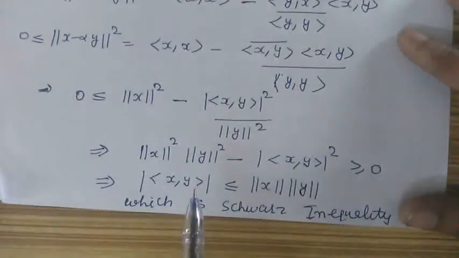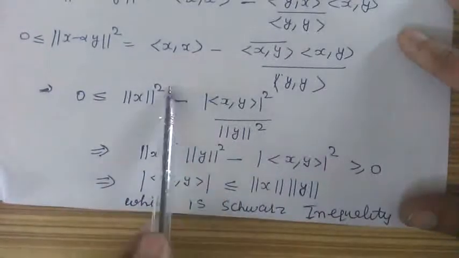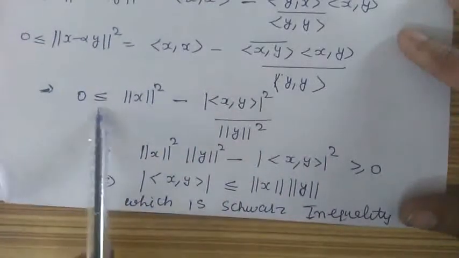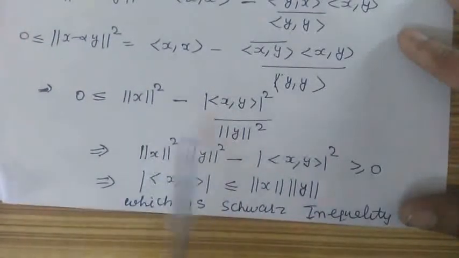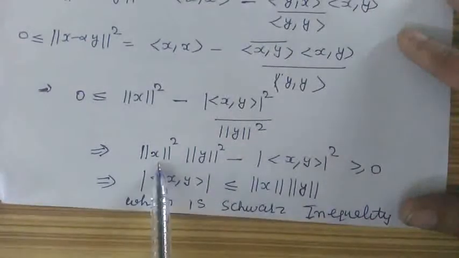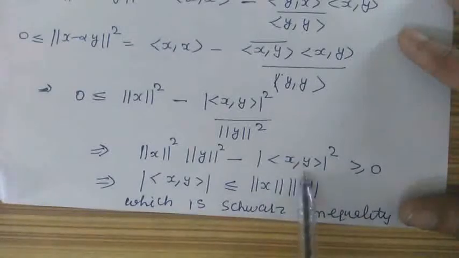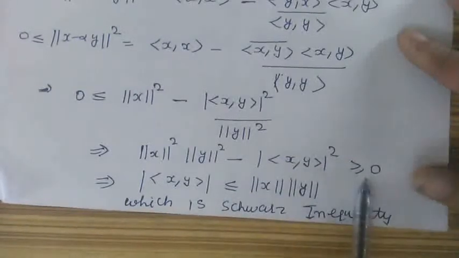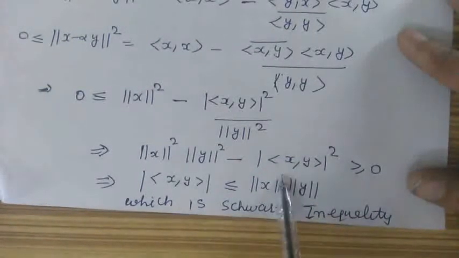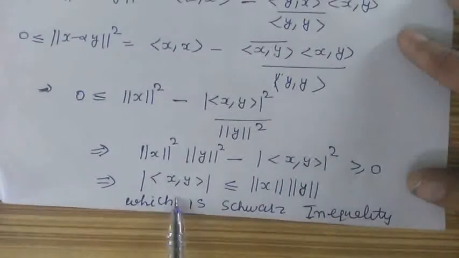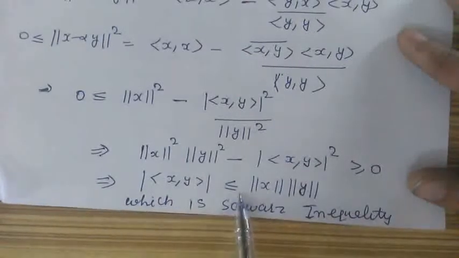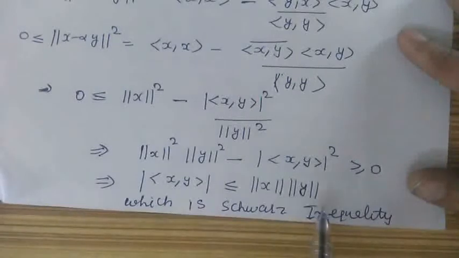Now because the norm is non-negative, this expression will be greater than or equal to 0. So from here we get the norm square of x into the norm square of y minus the modulus square of the inner product of x with y is non-negative. Now taking the positive square root, we get the modulus of the inner product of x with y is less than or equal to the norm of x into the norm of y. So this inequality is called the Schwarz inequality.